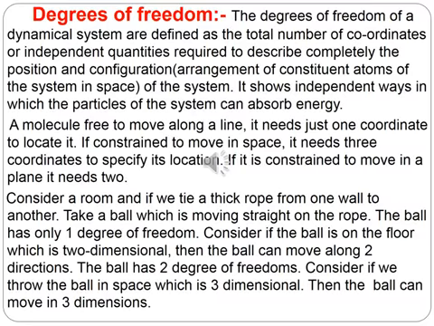For simplicity, consider a room, and if you tie a thick rope from one wall to another, take a ball which is moving straight on the rope. The ball has only one degree of freedom. It is the translational degree of freedom, as it is moving in one particular direction. Consider if the ball is on the floor, which is two-dimensional, then the ball can move along two directions. Thus, it has two translational degrees of freedom. And consider if you throw the ball in space, which is three-dimensional, then the ball can move in three dimensions. Therefore, degree of freedom tells us in how many ways a body can move or rotate or vibrate.